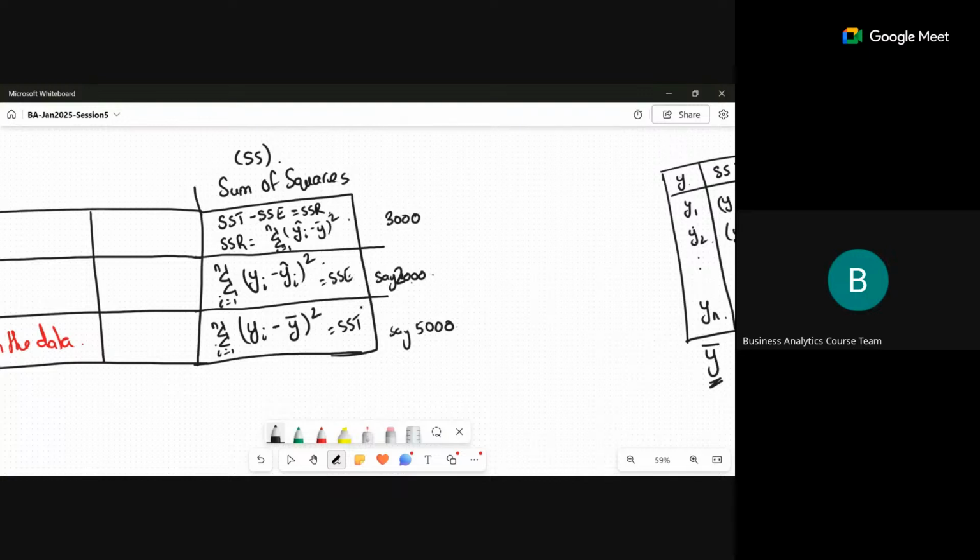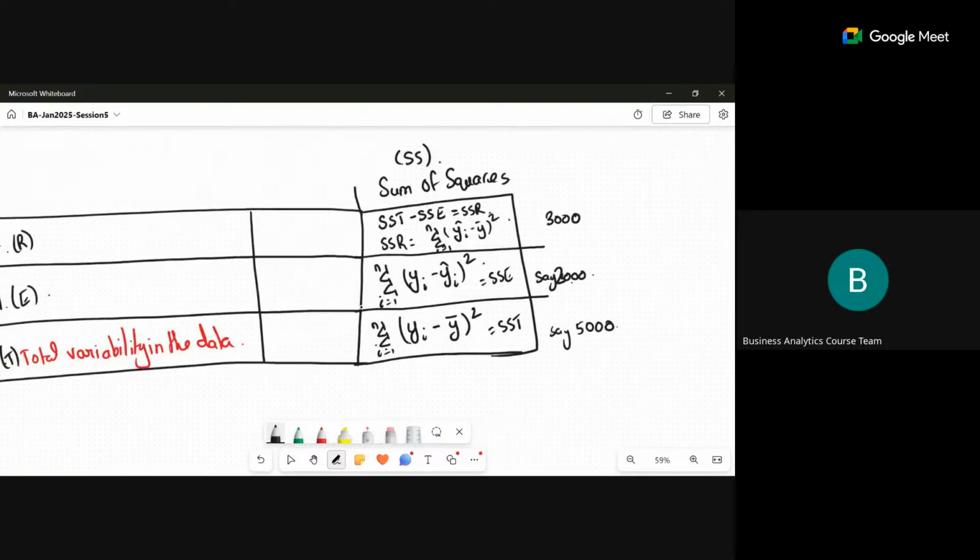Yes, sir. So this is basically column number 3 in your ANOVA table. What is column number 2? Column 1 will be your name. Column 2 will be degrees of freedom. What is the total degrees of freedom for my model?